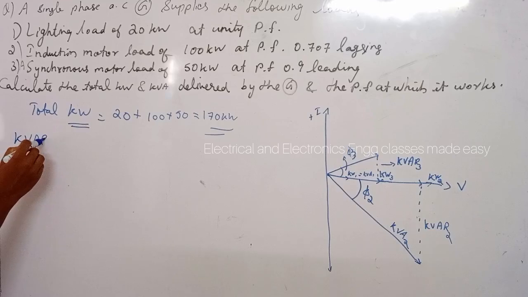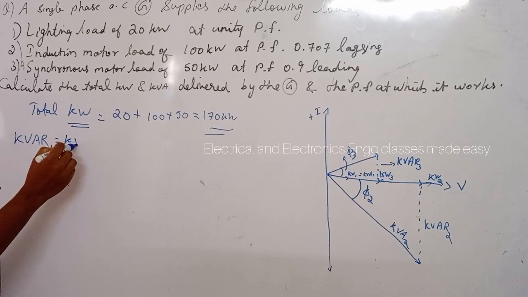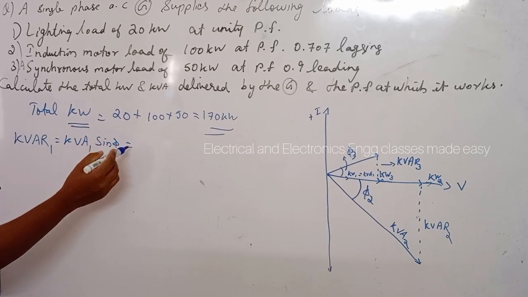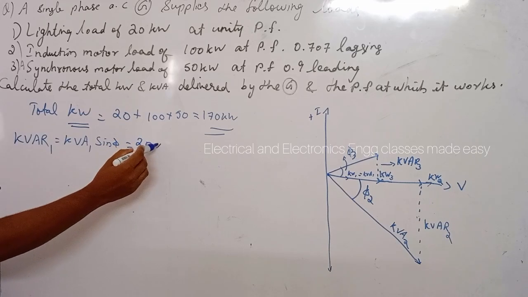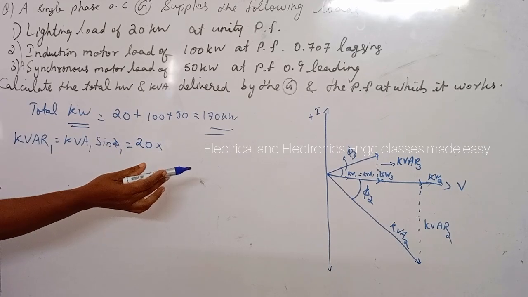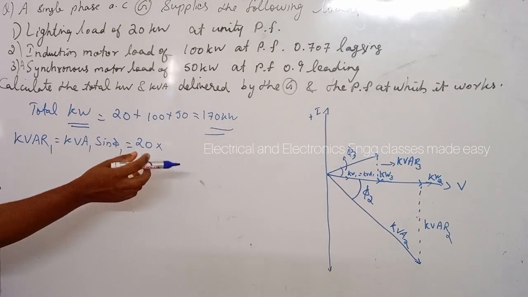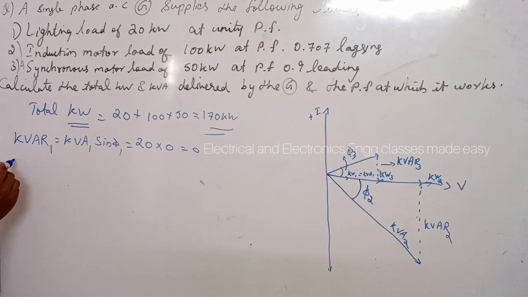Now let us calculate the values of kVAR for each load. First one kVAR1 is equal to kVA1 into sine phi 1. kVA1 we have got as 20 into sine phi 1. There is no angle, that is phi is 0. So sine 0 is 0. So we got 0.